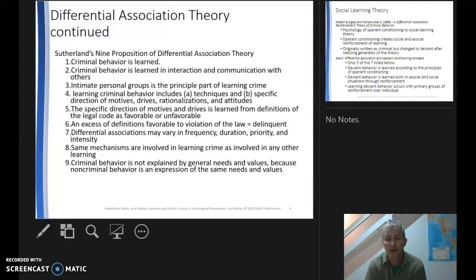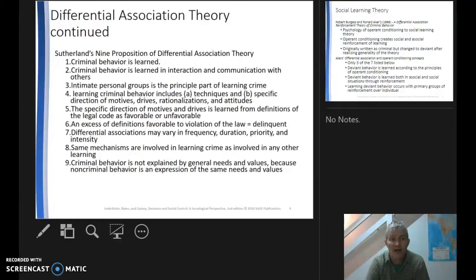Sutherland laid out 9 propositions, 7 of which we still consider today. The first is criminal behavior is learned, of course. Not only is it learned, it's learned in interaction and communication with others. In many cases, it's intimate personal groups that play the principal part in learning criminal behavior. Learning criminal behavior includes learning the techniques, specific directions of motives, drives, rationalizations, and attitudes.